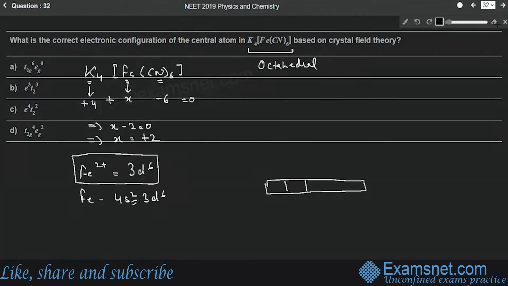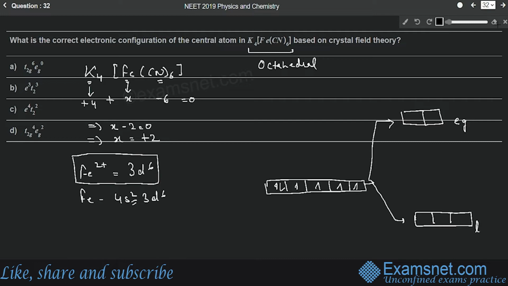So 1 2 3 4 5. These are the d orbitals and we have 6 electrons, that means 1 2 3 4 5 and 6. Now in case of octahedral compounds, the energy of 2 orbitals will increase and the energy of 3 orbitals will decrease. So these are 2 high energy orbitals and these are 3 low energy orbitals. The higher one is called eg and the lower one is called t2g, right? Also we know that cyanide is a strong field ligand.